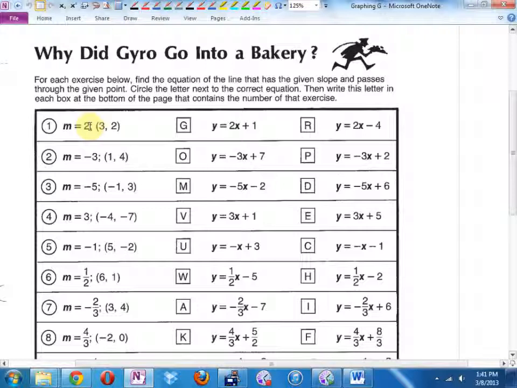What is the dumb punchline? Why did the gyro go into a bakery? Just for the smell of it? Just for the smell of it. I figured it'd be something about dough or something like that, but that's a joke that makes me want to say dough.